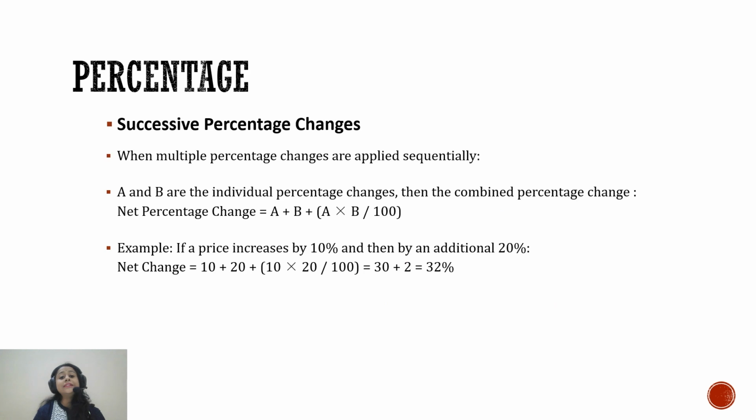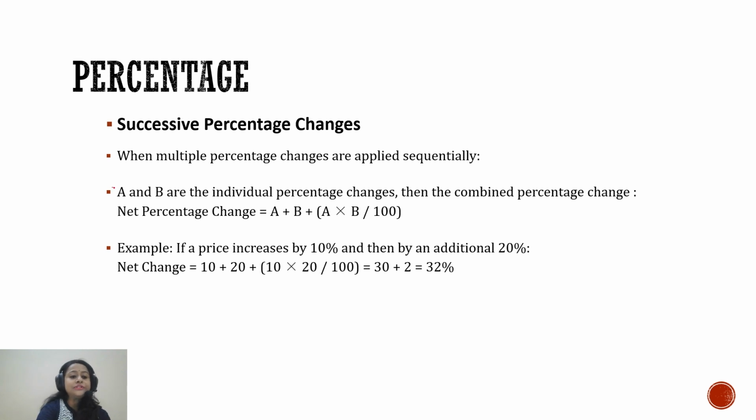Then successive percentage. Suppose there is an increase in the percentage of price twice in a particular month. So that is what it is called: multiple percentage change. So in a week or in a month. Okay, then what will be the formula?